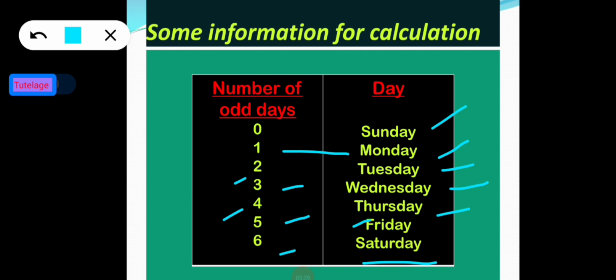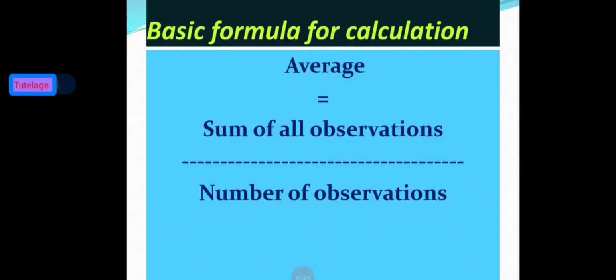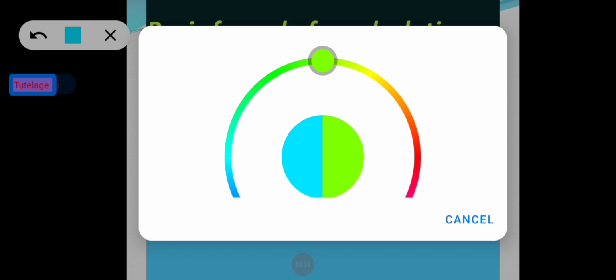Now going to the next formula. We can see a basic formula for average related problems. The basic formula of average is the sum of all observations. Just a minute, learner, let me change the color because both colors are the same here.